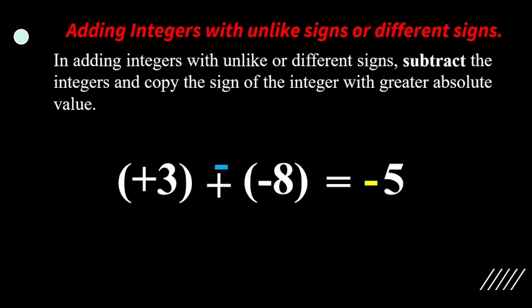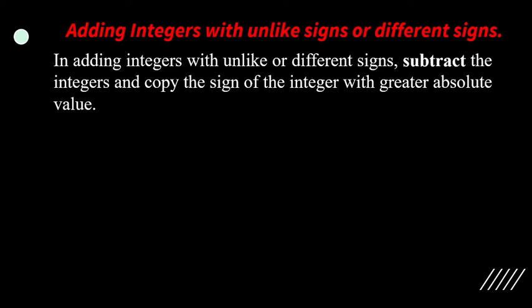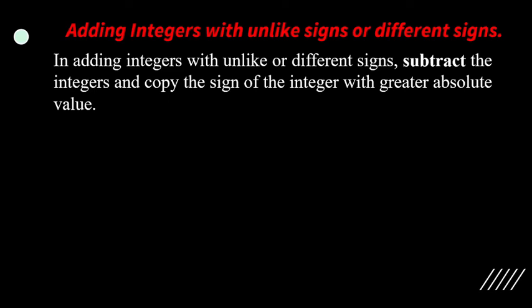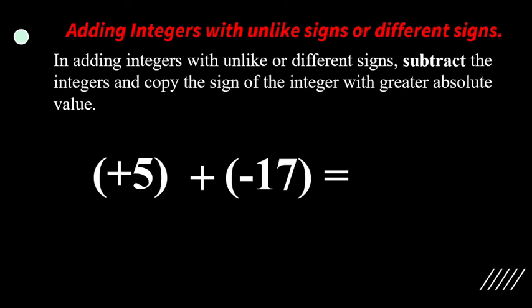Now, try to solve this one. Positive 15 plus negative 7 is equal to? Good job, you got it right. Positive 8. How about this one? Positive 5 plus negative 17 is equal to? Great, the answer is negative 12.